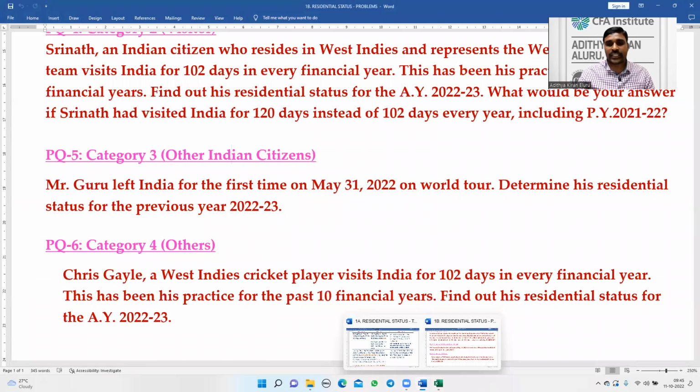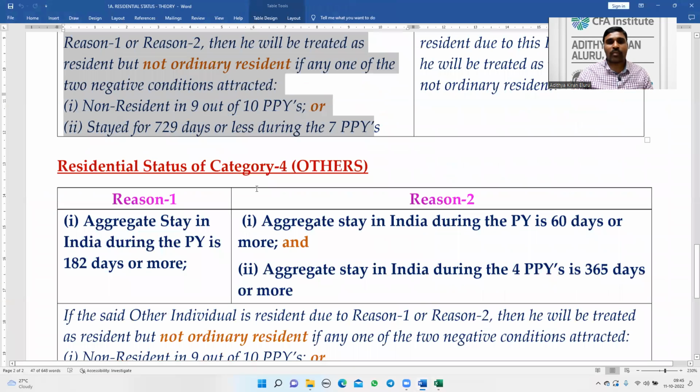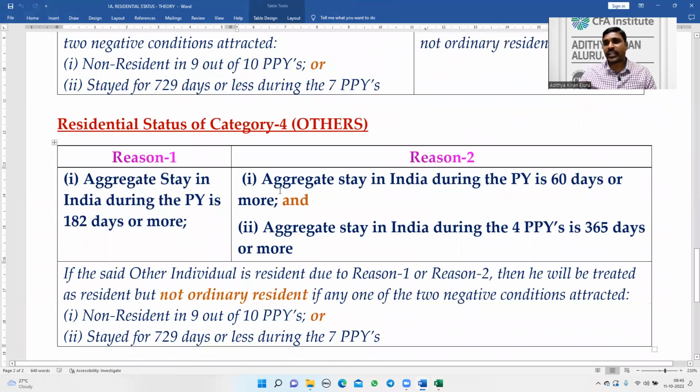That covers category 3, Indian citizens. All the 3 categories of Indian citizens are completed. In the next lectures, we'll solve the problems related to category 4, others, that is, foreign citizens.